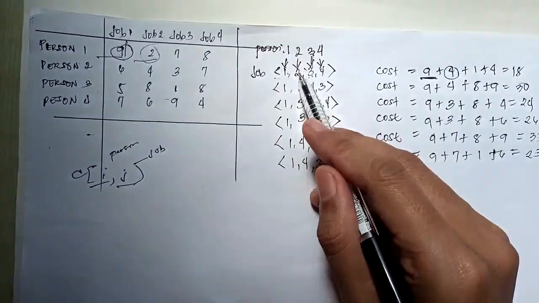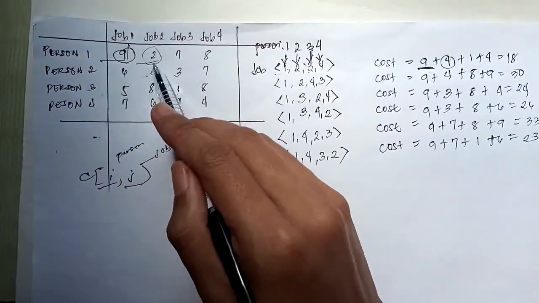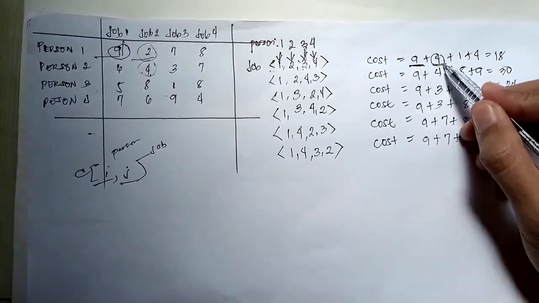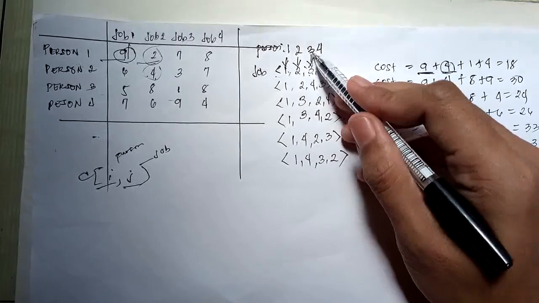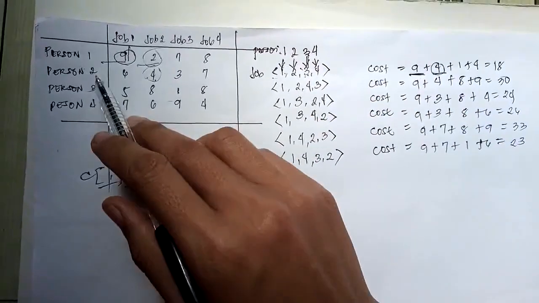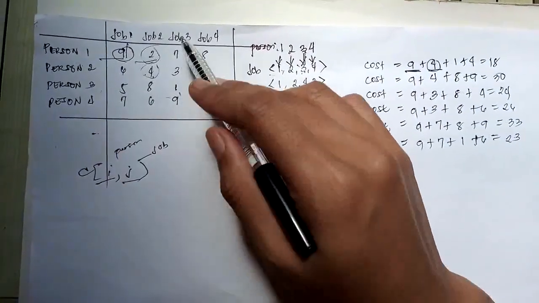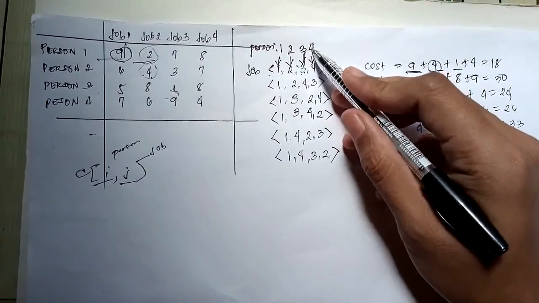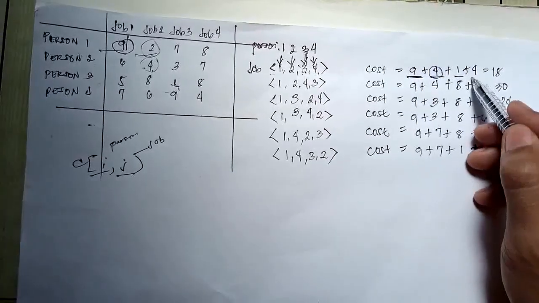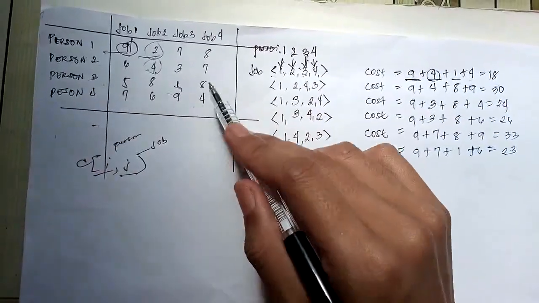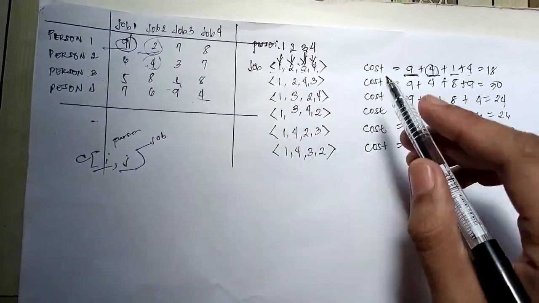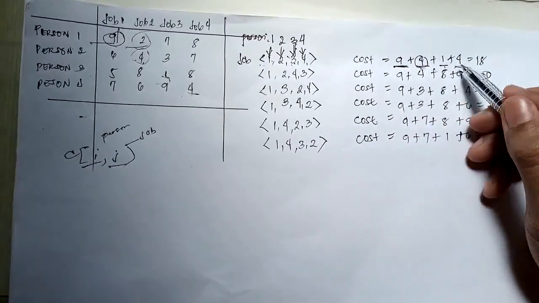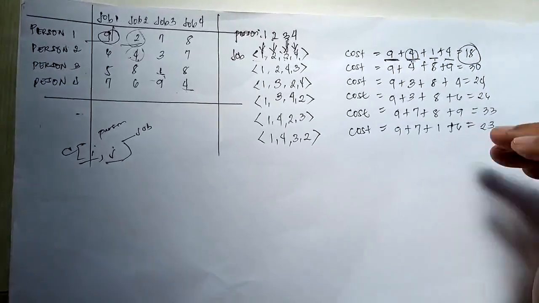Person 2 is assigned to job 2, so this is 4. Let us write here 4. And person 3 is assigned to job 3, so this is 1. Let us write here 1. And person 4 is assigned to job 4, which is 4, so let us write here 4. So in cost, 9 plus 4 plus 1 plus 4 is equal to 18.